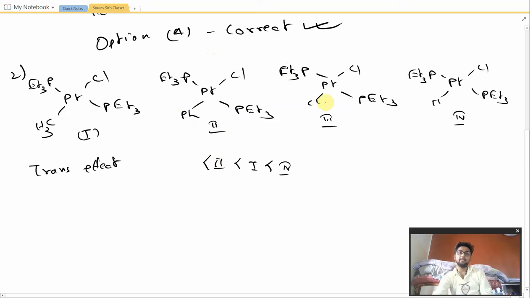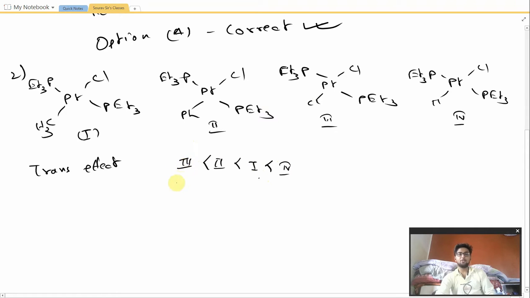And the last one is the Cl. Cl and Cl both have an equal level of trans effect, so they nullify each other, and therefore the rate of substitution of one of the Cl by pyridine is decreased. Because Cl replacing Cl, the other Cl won't produce any trans effect as such. The details of the trans effect I will explain when I teach the coordination chemistry part, so I will keep that for that case only.